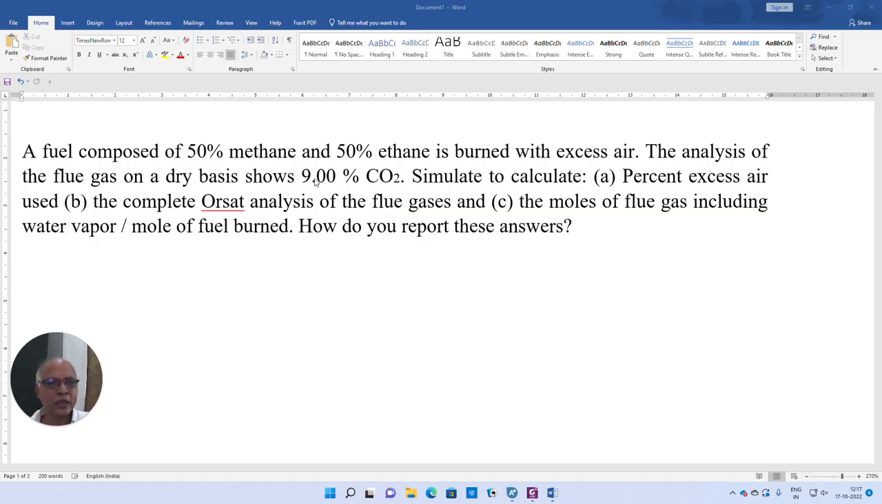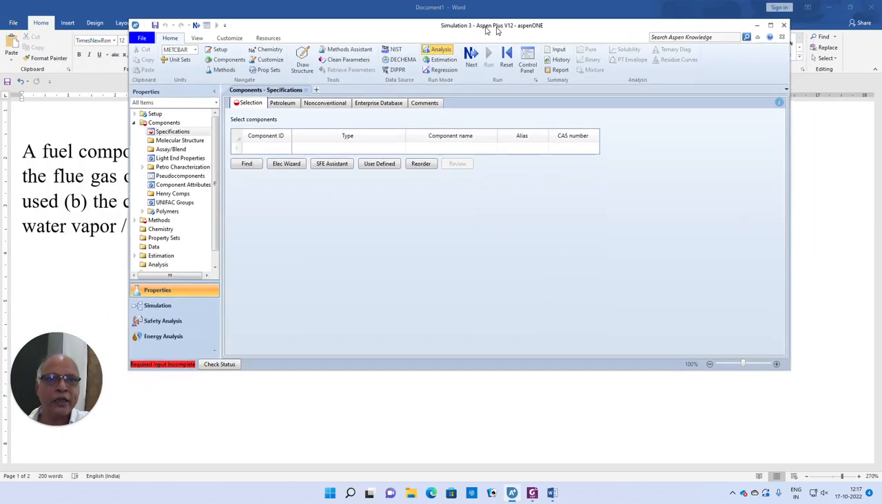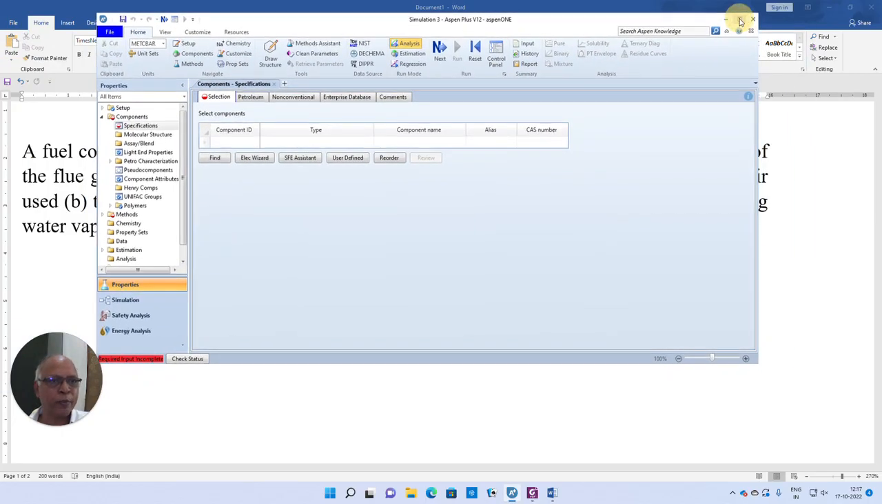In order to get this requirement, we may have to adjust the airflow rate that gives us the required composition of CO2 in the flue gas on a dry basis. So simulate this process and try to find out what is the excess air, complete the RSAT analysis, and the moles of flue gas including water vapor per mole of fuel burned. So how are we going to report these answers? Now you might have done such problems while solving maybe your mass and energy balances. Now let us see how to handle this problem using Aspen.